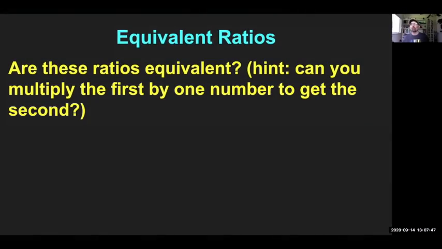Hi everybody, welcome to lesson 1.6. This is called equivalent ratios. Okay, so let's just review something that I know you guys are already experts at. You know that there are all different ways to write 1/2, right? You can write 1/2, you can write 3/6, you can write 5/10, you can write 20/40, etc.